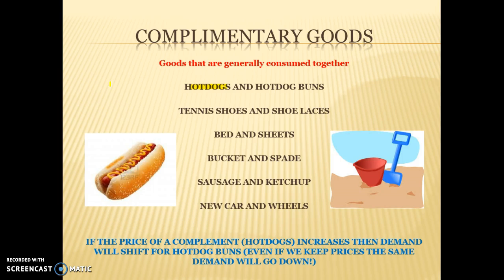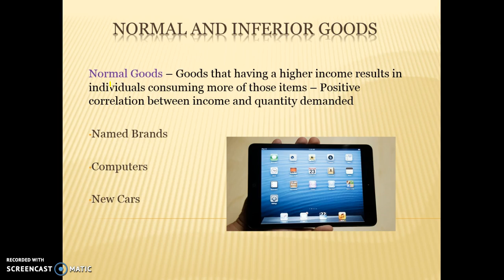They are complementary products. And the last thing I want to talk about in this video really quickly is normal and inferior goods. Normal goods are goods that, if we have a higher disposable income, we're going to demand more of those products. And this is most goods in society. If people have more money after they pay their taxes, they're going to demand more. So for normal goods, if disposable income increases, the demand curve will shift to the right. There'll be more demand for these products because people have more money. So that's name brands, computers, new cars. Most products that you experience will have higher demand when people's disposable income increases.